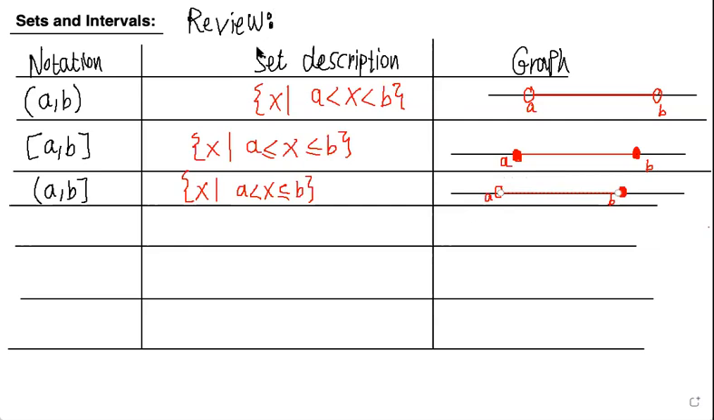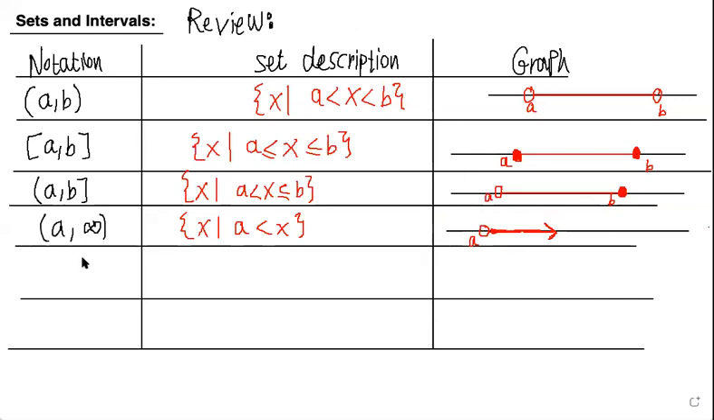The next one is from a to infinity. Infinity is a large number. The description is x such that all values start from a to infinity, positive. So from the smallest number it goes up to infinity. The graph has an open circle at a, and a small arrow that goes to infinity like this.